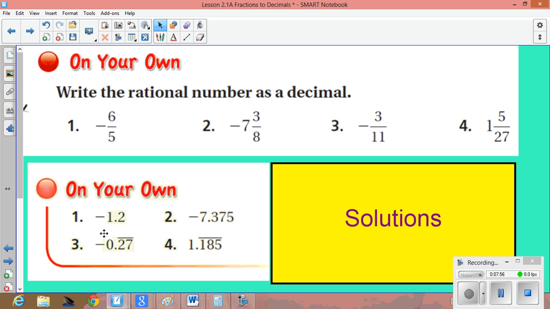So number 1, your solution is negative 1.2 or negative 1 2/10. Number 2 is negative 7.375, thousandths, tenths, hundredths, thousandths. Number 3 is negative 0.27 repeating. And number 4 is 1.185 repeating. So let's take a look at the next page at all the work.